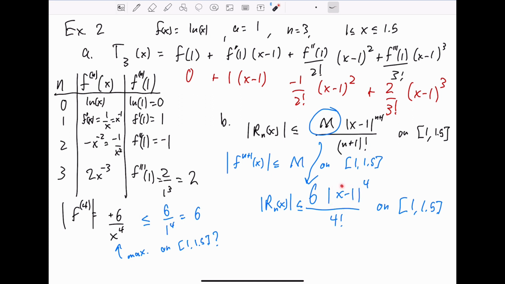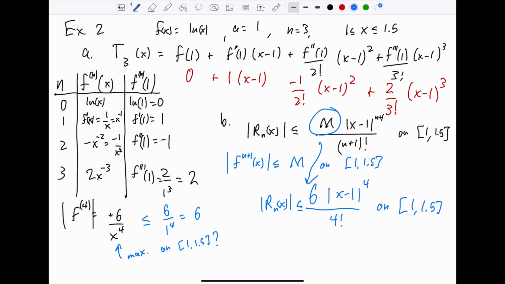This happens when x is furthest away from the center. This is an important concept. Our approximation will be the worst when we're the furthest away from the center. So if we want to know worst case scenario over the entire interval, we're going to plug in the furthest distance from the center in for x.